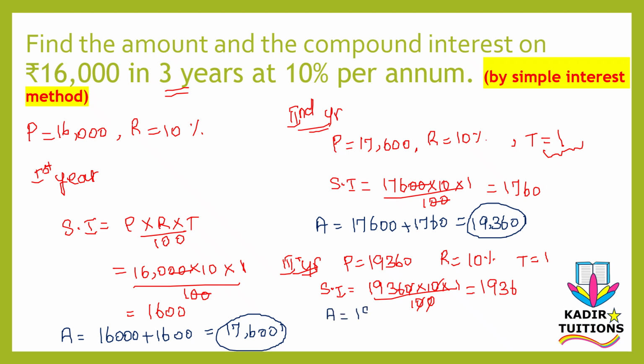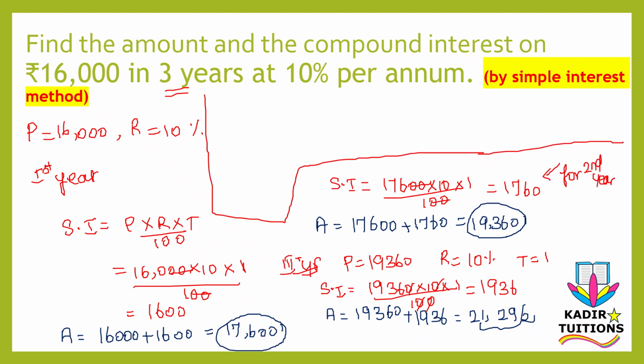So what is the final amount at the end of the third year? It's going to be 19,360 plus 1,936. So if we add, we will get 21,296. But this is the final amount we will get. But we need to calculate what is actually the compound interest, right? So can we find what is the compound interest over here?